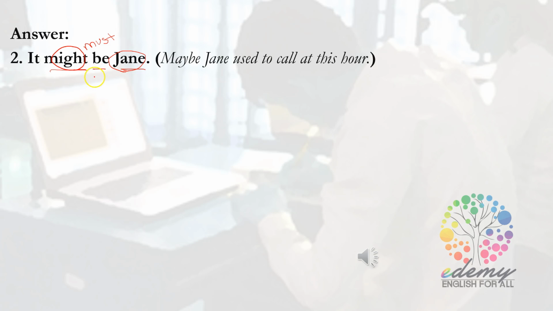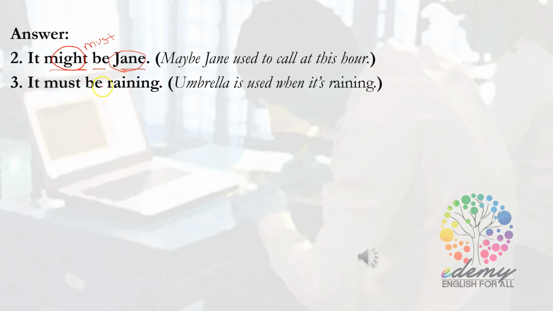Okay, we move on to the third statement. "Paul is taking his umbrella", and we have "must" and "rain" in the bracket. So the answer is "it must be raining". We use must plus be plus verb-ing. And why do we use must here? The keyword is the word umbrella. Normally when you see someone taking out an umbrella, it means that it is raining, right? That's why this statement must be used with must. We are 100% sure that it is raining because we see him taking out the umbrella.